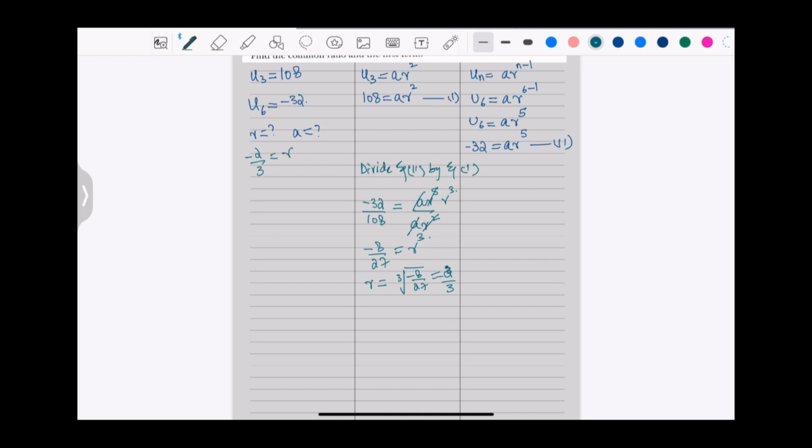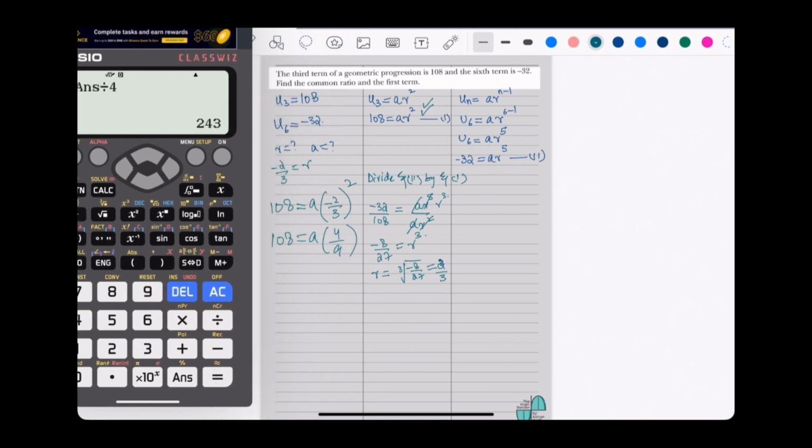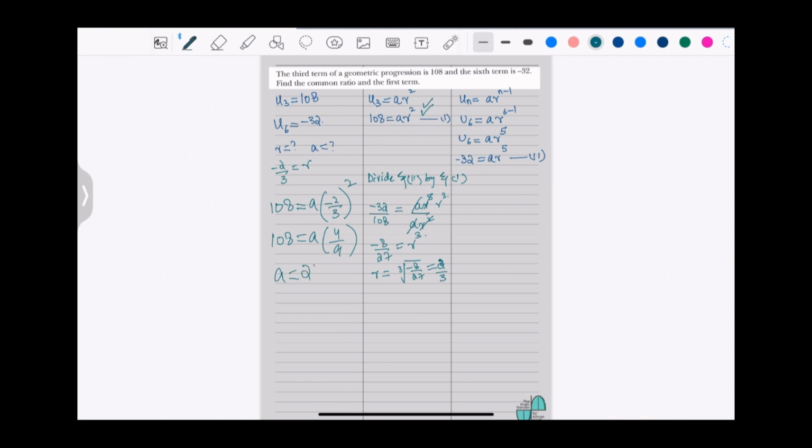Now in order to find a, I'm plugging 108 into this equation. You may plug into any other as well. Instead of r, I replace it with negative 2 over 3 squared, and as I can see, 108 is equal to a times 4 over 9, which gives you 108 times 9 divided by 4, which gives you a as 243.